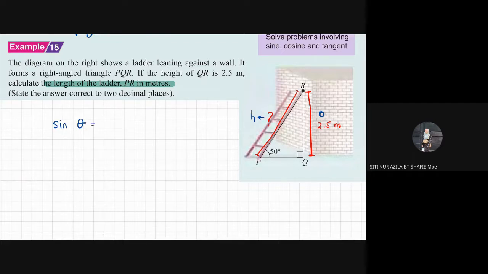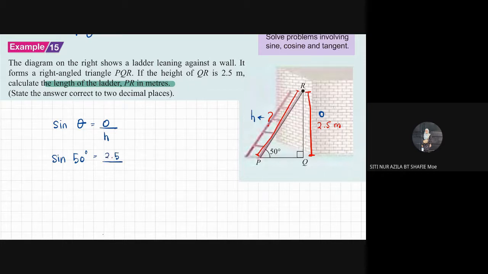Okay, so theta here is your angle. We have a 50-degree angle, sin 50 degree. Substitute the value given into the correct position. We have O equal to 2.5, so substitute O with 2.5.